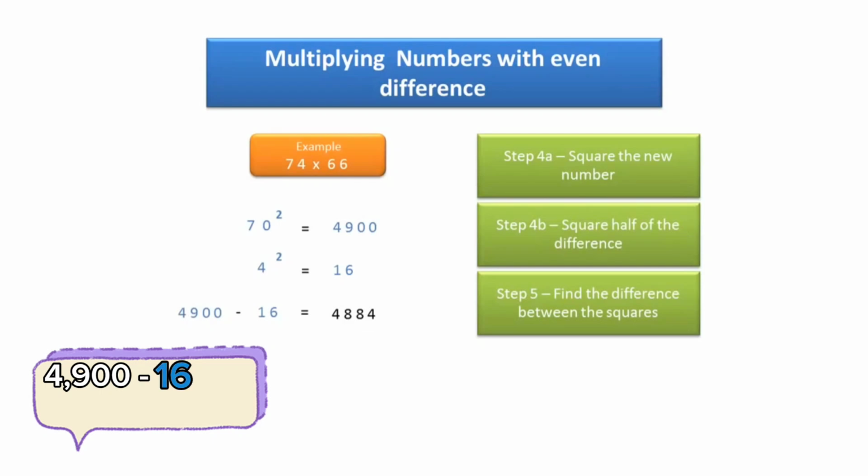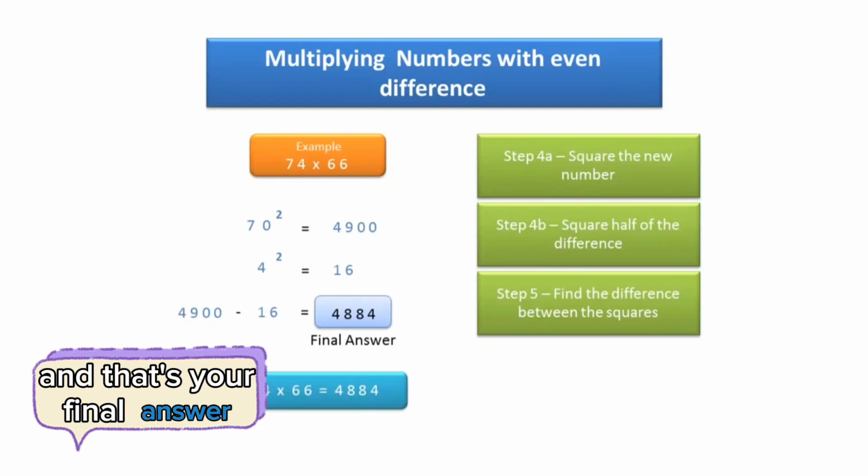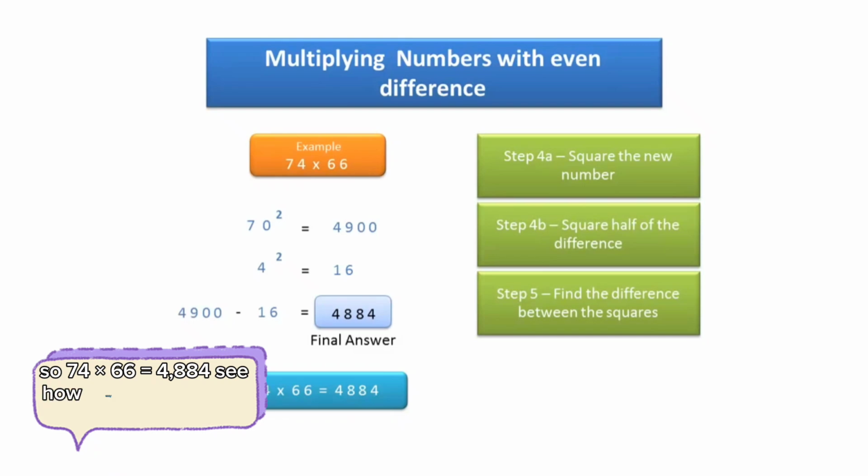4,900 minus 16 equals 4,884. And that's your final answer. So 74 times 66 equals 4,884.